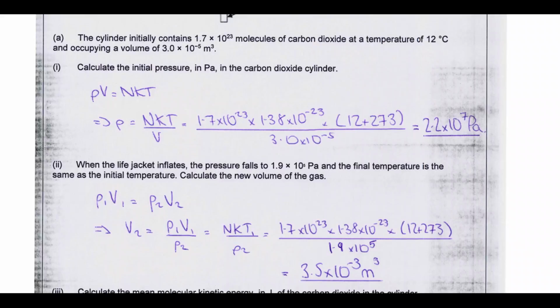Because we've been given the number of molecules here, we're going to use this equation, which has big N, the number of molecules in it, and we're just going to rearrange it to make P the subject, plug a load of values in, remember to convert your temperature to Kelvin, and then that will give you a value in pascals at the end.